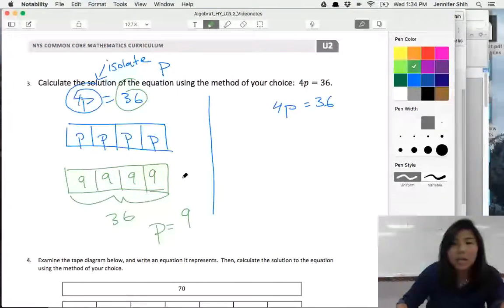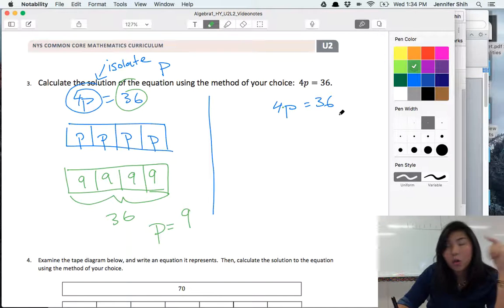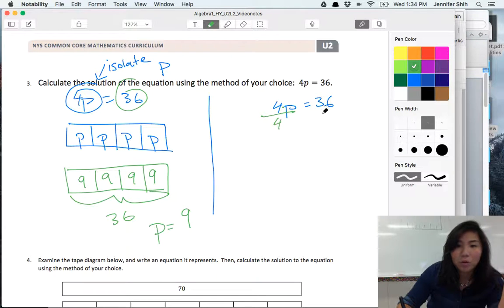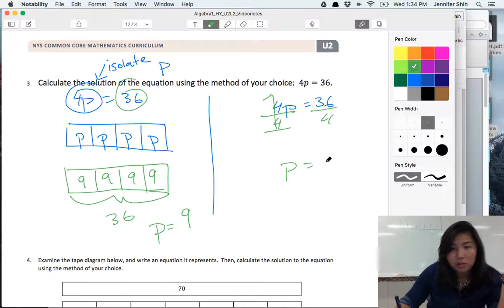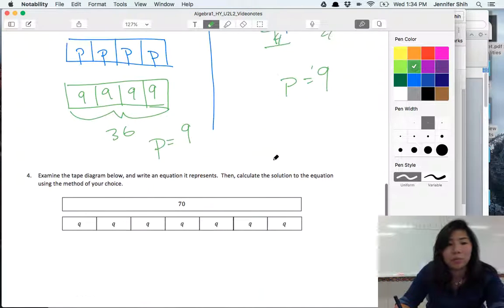That's my tape diagram. Let me do it algebraically. Algebraically, this is 4 times P. So I need to divide. How do I undo multiplication? Oh, I divide. So I'm going to divide by 4, divide by 4. This becomes a big 1. 4 over 4 is equal to 1, right? 36 divided by 4 is 9. Same answer. I like both methods. I like this method to model when I'm stuck, and I like this method when I'm being really efficient and fluent. Let's do one more example.